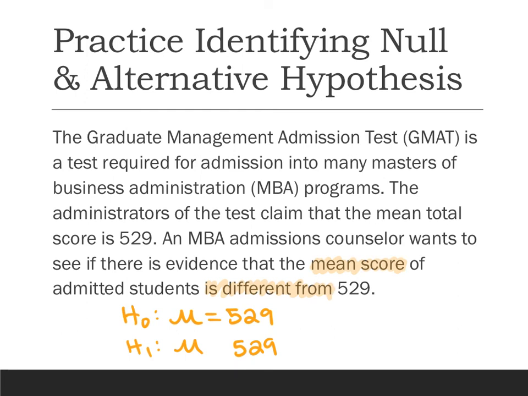So they're not looking, is it more? Do our students have a higher mean score? Or do our students have a lower mean score? We just want to know if it's different from that average or that mean. And so we will use not equal to. Here's the neat thing about the not equal to sign. It points to both tails. So that tells us that we're going to a two-tail test. We can get evidence in either direction, much lower or much higher, and we'll have evidence to support the alternative.